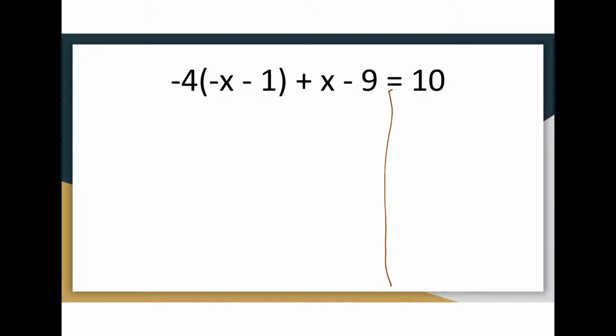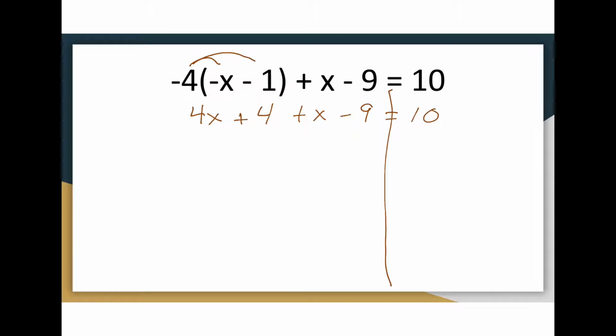All right, so the first thing we need to do, I see the parentheses here, so we need to do some distributing. So I'm going to distribute a -4 to both pieces here. So a -4 times a negative x, and negative times a negative is a positive, so it becomes 4x, and a negative times a negative is once again a positive, so we'll do plus 4. And then we've got the plus x minus 9 equals 10.